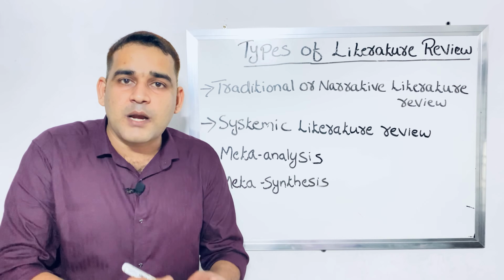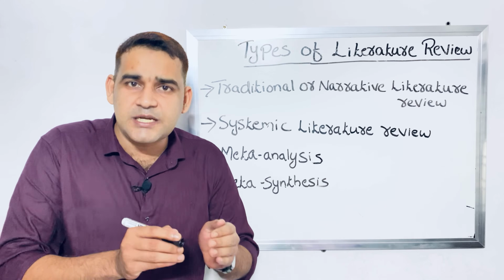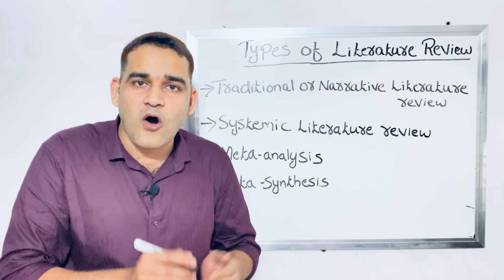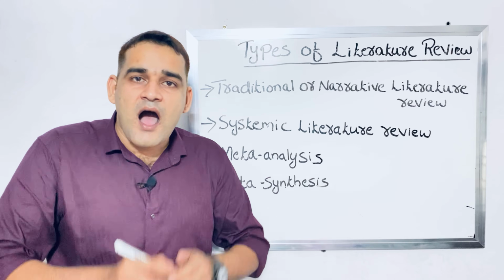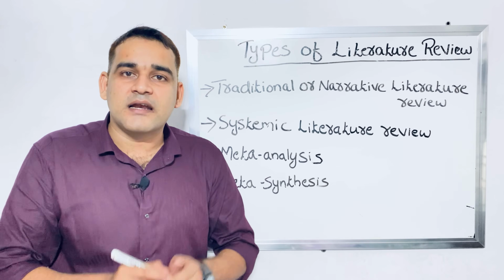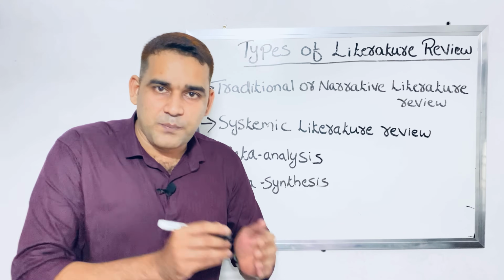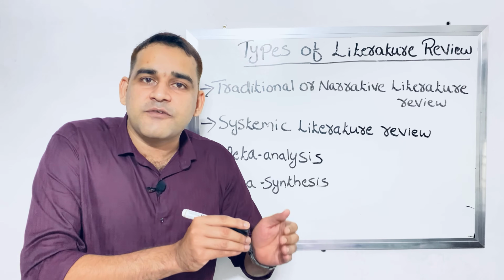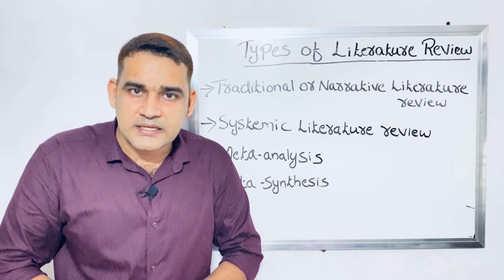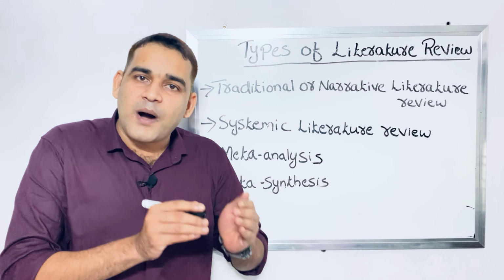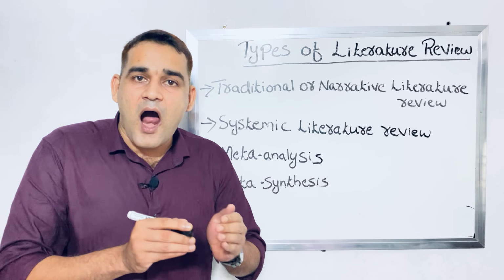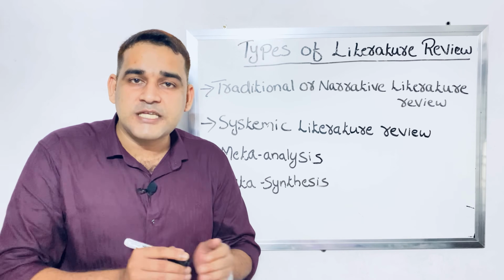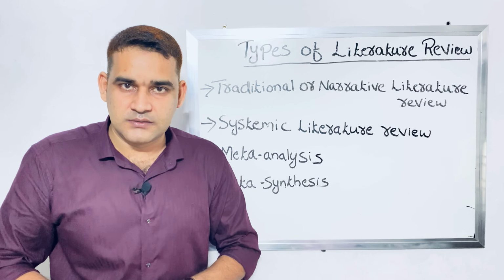The main purpose of the systematic literature review is to provide a list of all published as well as unpublished studies related to a specific topic.